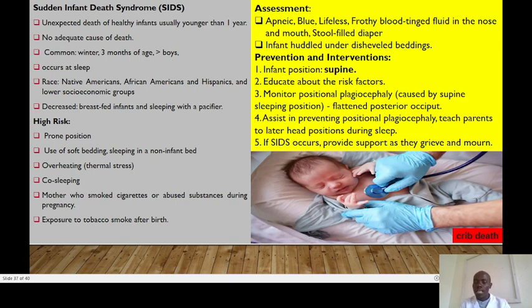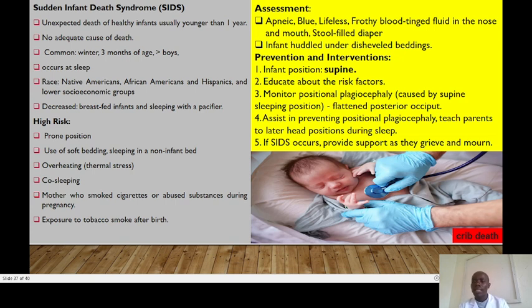As for SIDS, this is sudden infant death syndrome. Okay, it is also referred to as crib death, right? And it's the unexpected death of otherwise healthy infants, usually younger than 1 year. The infants, guys. So there is normally no adequate cause of death, and it's common during the winter.